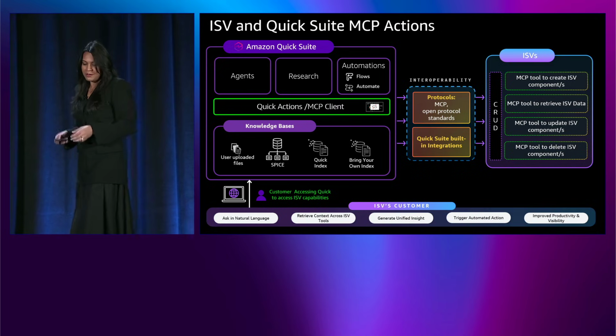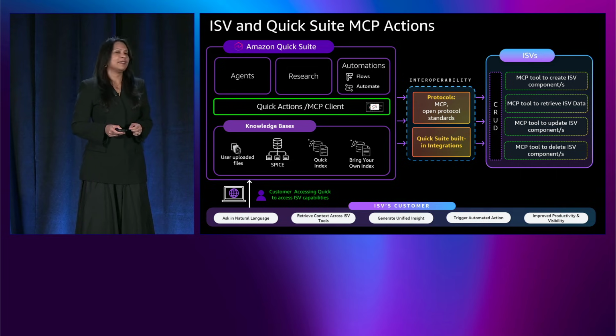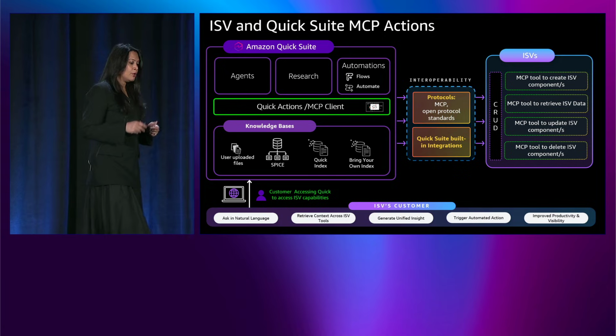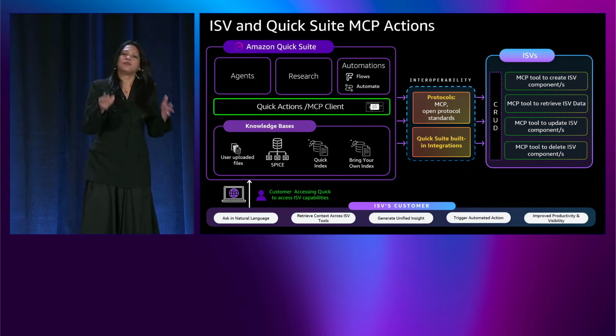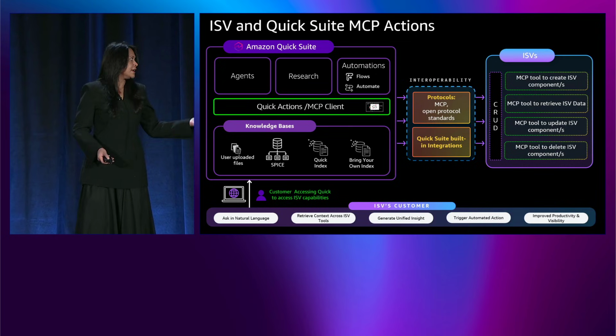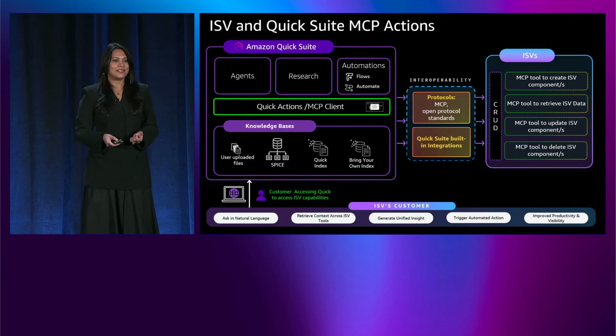How is that possible? Because of the intermediate, the middle layer that you are seeing in here. That is the interoperability layer, which offers both built-in as well as MCP, Open Protocol Standard. You can think about the middle layer as a bridge that speaks the common language to bring Amazon QuickSuite on the left to the SaaS application on the right-hand side.